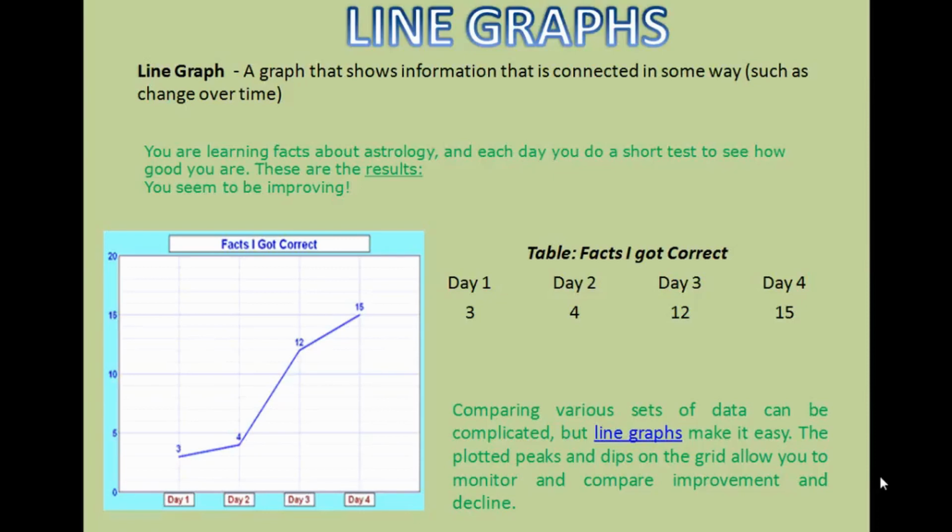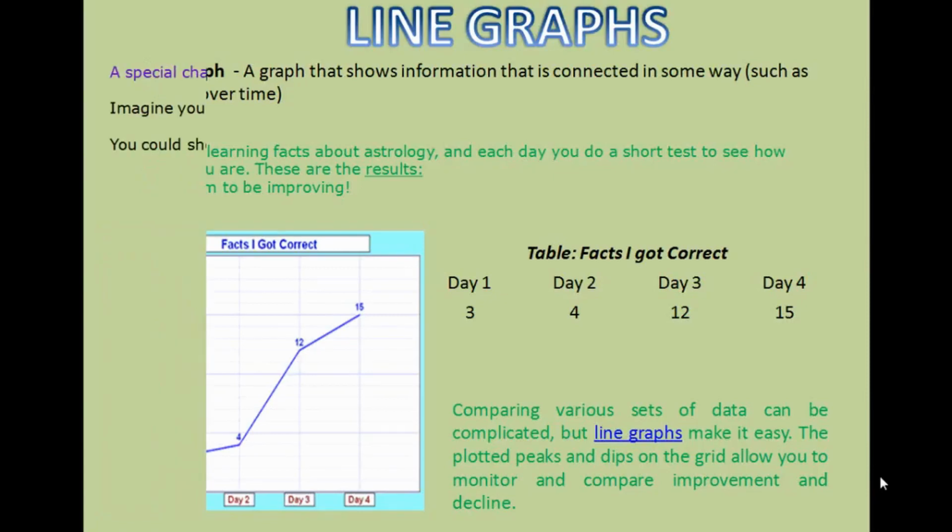The plotted peaks and dips on the grid allow you to monitor and compare the improvement and decline. Therefore, the line graph shows that if it's moving upwards, there is an improvement. If there is a downfall, you show that you are lacking in some information.